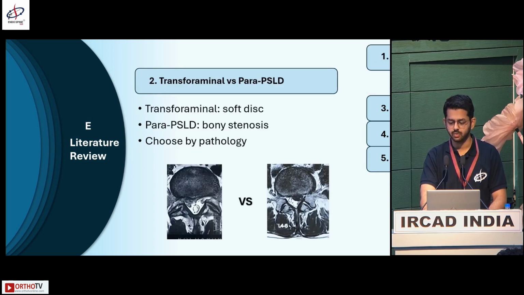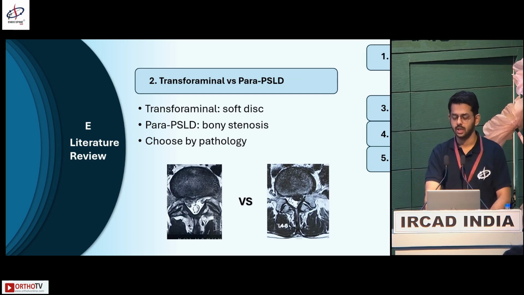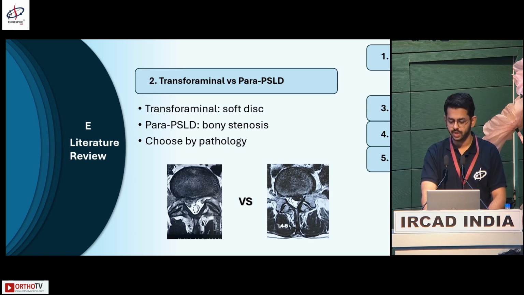Transforaminal endoscopy works well for soft disc herniation, especially lateral or foraminal. Para-PSLD is better for bony foraminal stenosis since it allows safe visualization and bone work around the exiting nerve root. The key tip is to match the approach to the pathology. A soft disc may not need aggressive bony decompression, but a hypertrophic facet will.